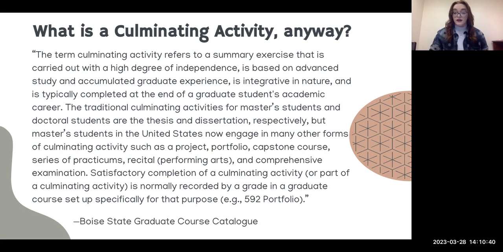Satisfactory completion of a culminating activity or part of a culminating activity is normally recorded by a grade in a graduate course specifically set up for that purpose. For example, the course 592 in your respective program and the portfolio class. So this comes directly from the Boise State course catalog. This is where Boise State is defining what they think a culminating activity is, what that can look like.